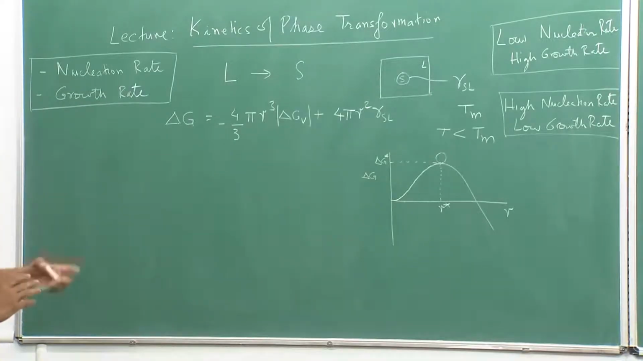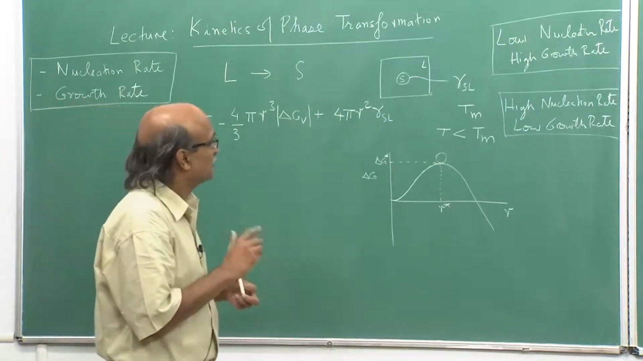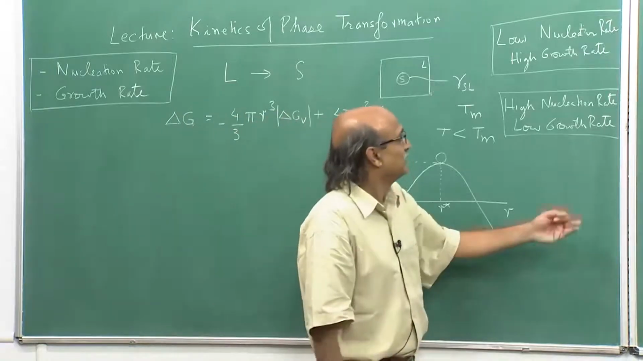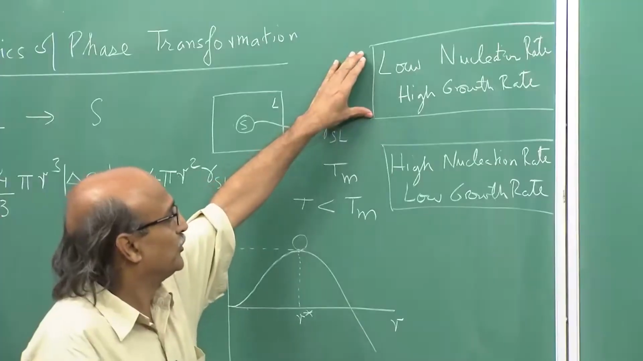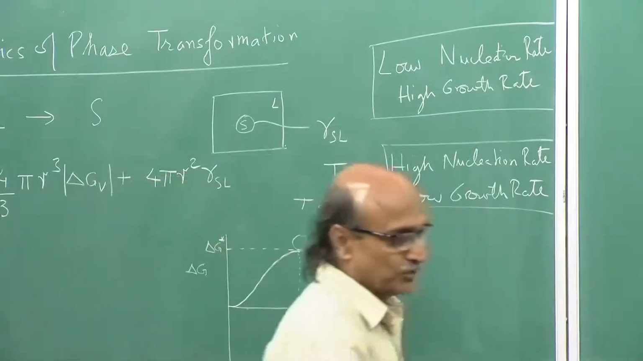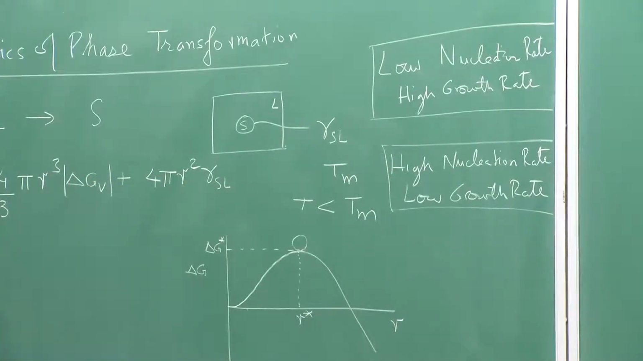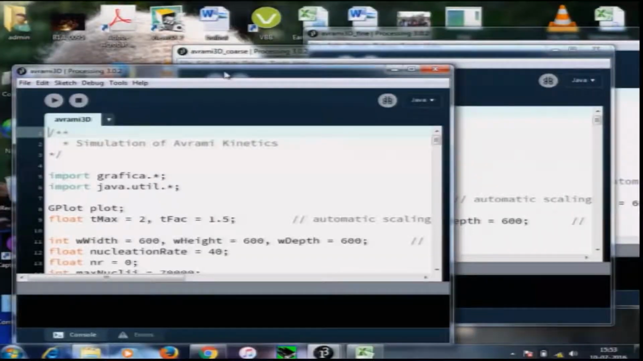Let me show you, before I proceed, a simulation in which the scale of the microstructure gets determined depending on whether you have a low nucleation rate and high growth rate, or high nucleation rate and low growth rate. So let us look at this. This is a very, very simple simulation that is essentially developed in Java, and let me just first show you the simulation as it is.